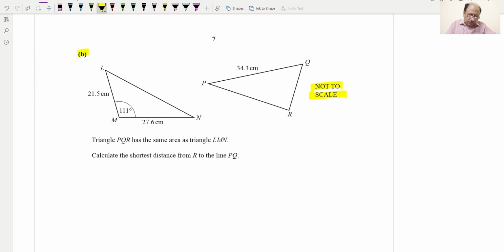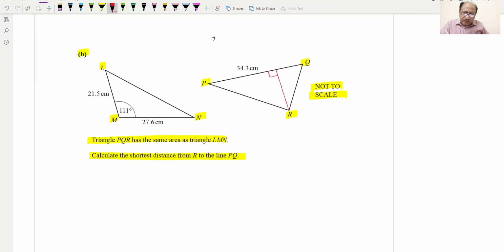says diagrams are not to scale. Triangle PQR has the same area as triangle LMN. So these two triangles have the same area. Calculate the shortest distance from R to PQ. From R to PQ, shortest distance. So that will be the perpendicular distance. This will be the shortest distance.